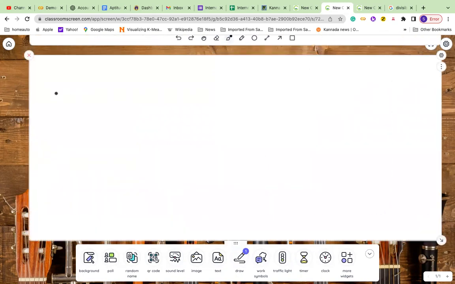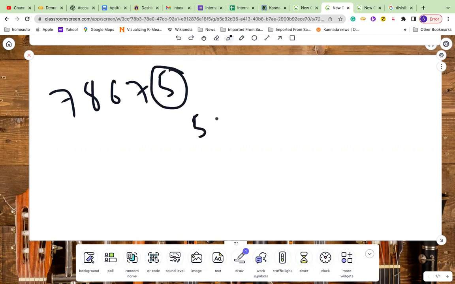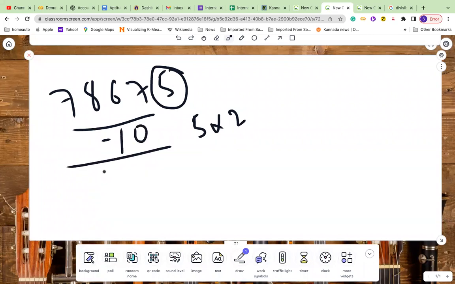So let us see, there is a big number, 78675. Then how should I do it? So what is the last digit? 5. 5 into 2 is 10. Then I subtract this 10 from the remaining number. So again I would have got 7, 8, 5, 7. Sorry, 5 7.